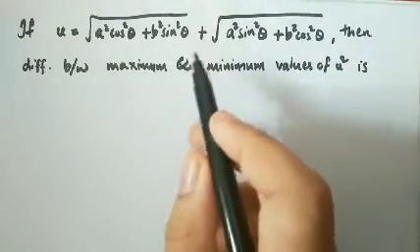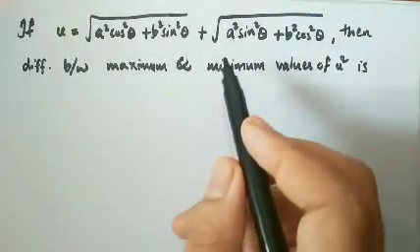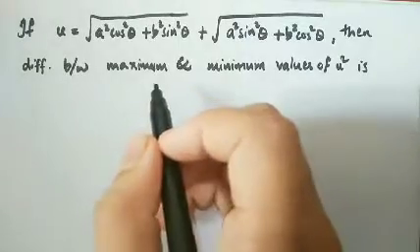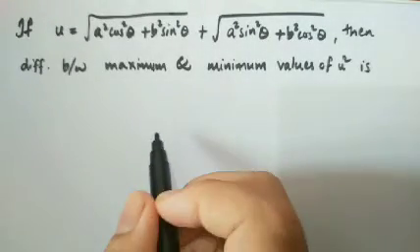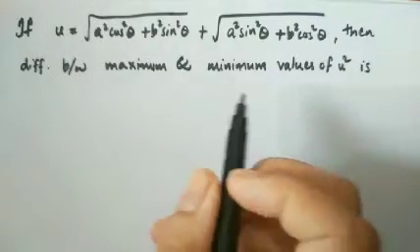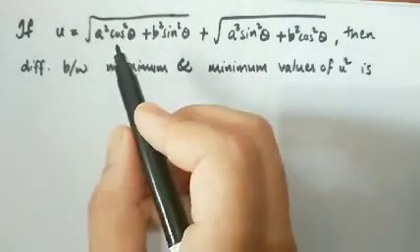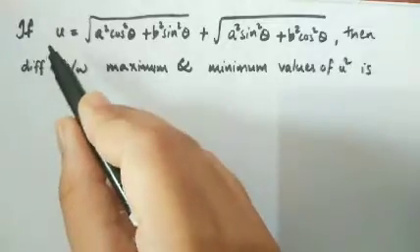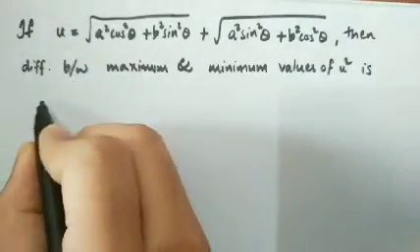If u equals root of a square cos square theta plus b square sin square theta plus root of a square sin square theta plus b square cos square theta, then the difference between the maximum and minimum value of u square is asked. So we have to first start with finding u square. What is u square?